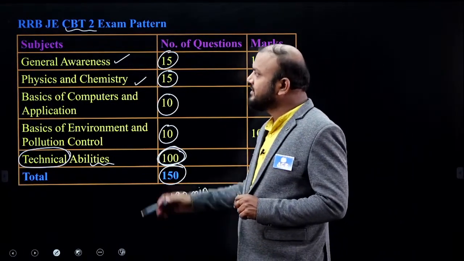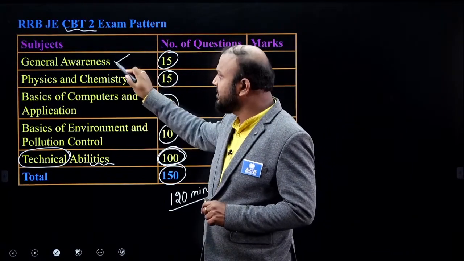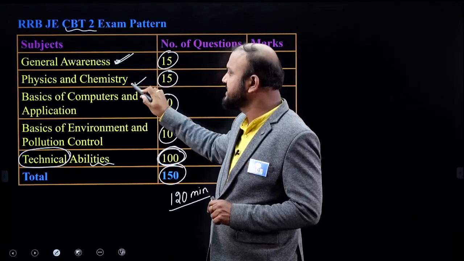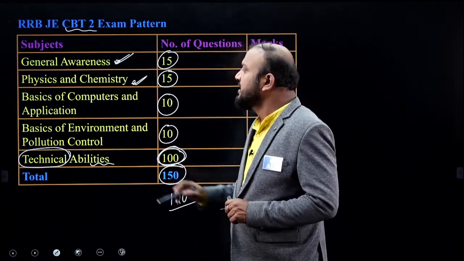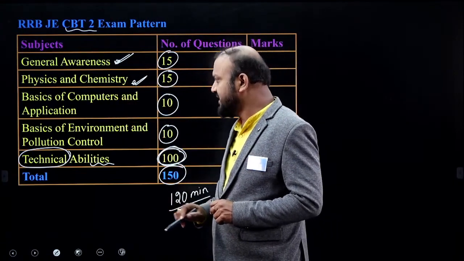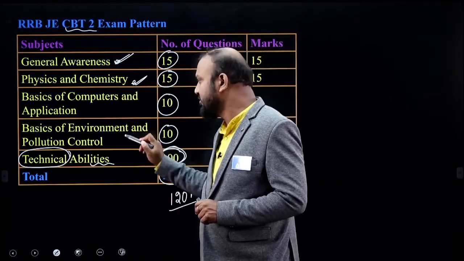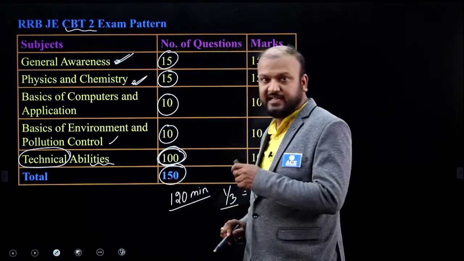Now look at this RRB JE CBT 2. Again, we have general awareness, physics and chemistry, basics of computers and applications, and basics of environment and pollution control, and technical abilities.